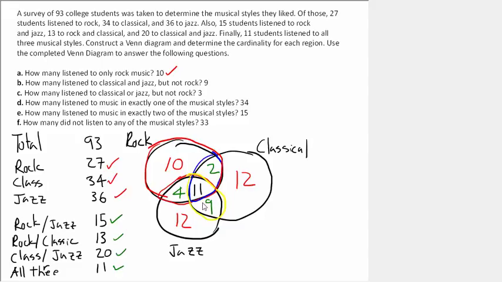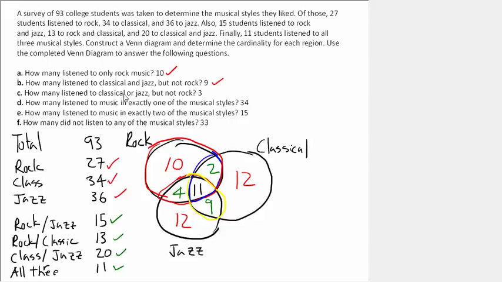Well, let's see. That's jazz only. This is classical only. It says classical and jazz. That's our 9 right there. That's why our answer is 9.